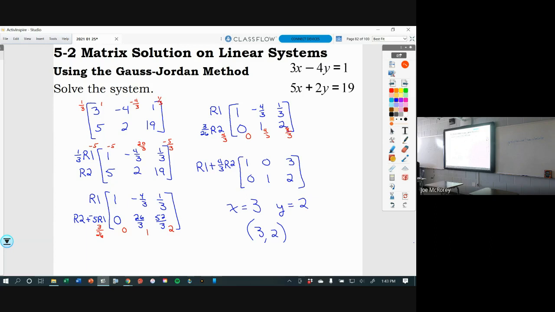We're about to do 3 equations and 3 unknowns. Wait, no. Before I do 3 equations and 3 unknowns, any questions on what's happened here?